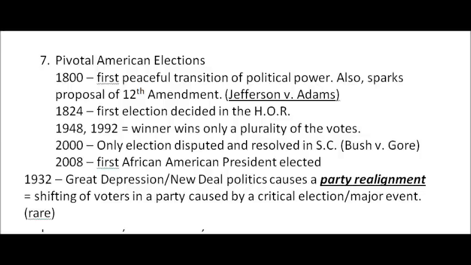The elections of 1948 and 1992 saw winners Harry Truman and Bill Clinton win the election with only a plurality of the voters. In the 2000 election, Democrat Al Gore won the popular vote, but lost to Republican George W. Bush in the Electoral College. This was only the fourth time in U.S. history that this had occurred. The election was finally resolved in the Supreme Court.